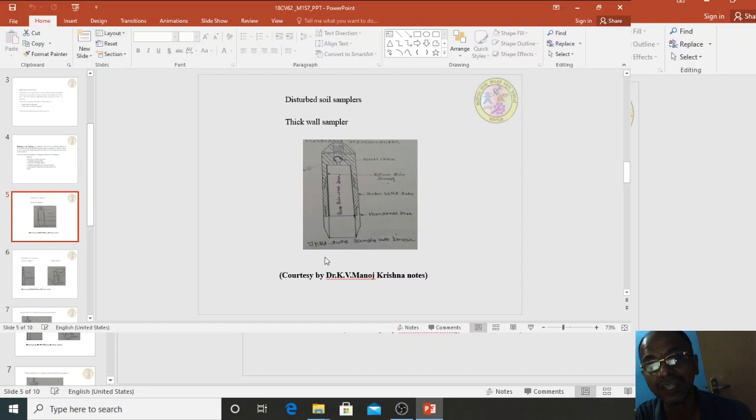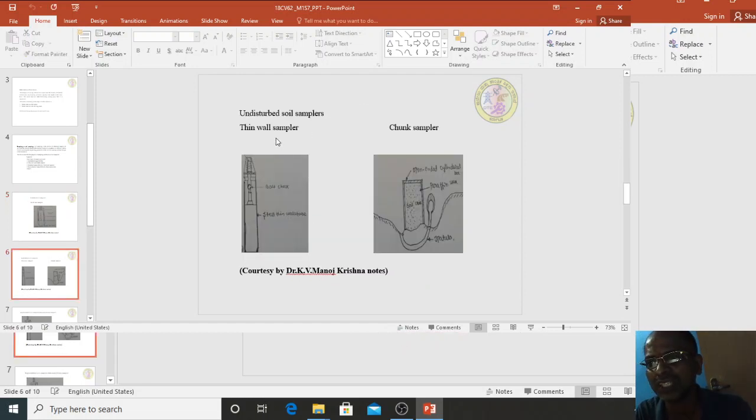If that area ratio is greater than 10%, then we can say that the sampler is a thick wall sampler. If your soil is collected from that sampler, then it is a disturbed sample, because to penetrate that thickness of the wall into the soil, the surrounding soil structure will be totally disturbed, therefore it is a disturbed sample.